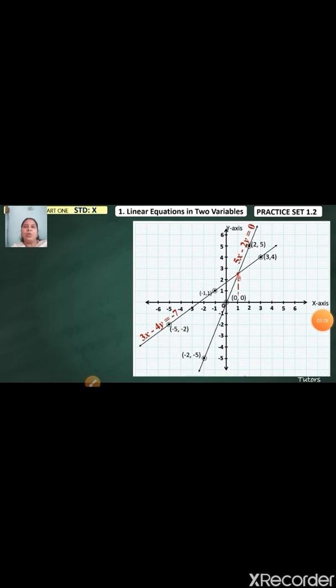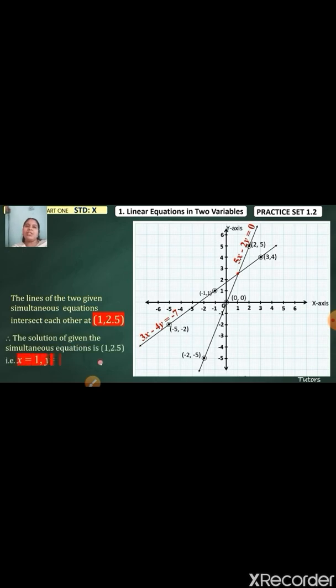When I plot both these points on the graph, as you can see, the first equation 3x minus 4y is equal to minus 7, write the equation above it, and the second one 5x minus 2y is equal to 0. I have plotted all the points. You can see a point of intersection here. The lines of the two given simultaneous equations intersect at the point. On the x-axis, it is 1. On the y-axis it is 2.5. So the solution is x is equal to 1, y is equal to 2.5.